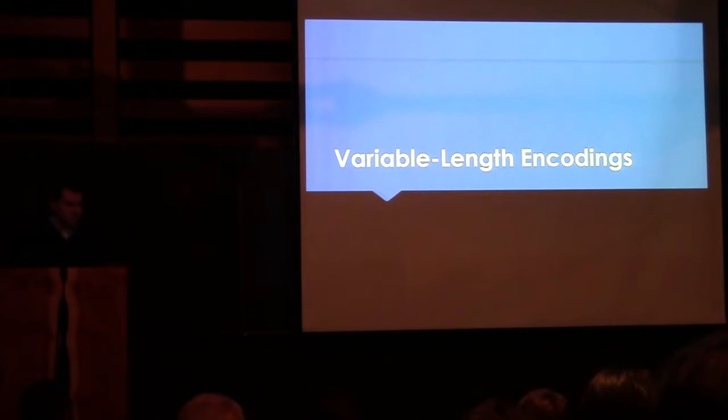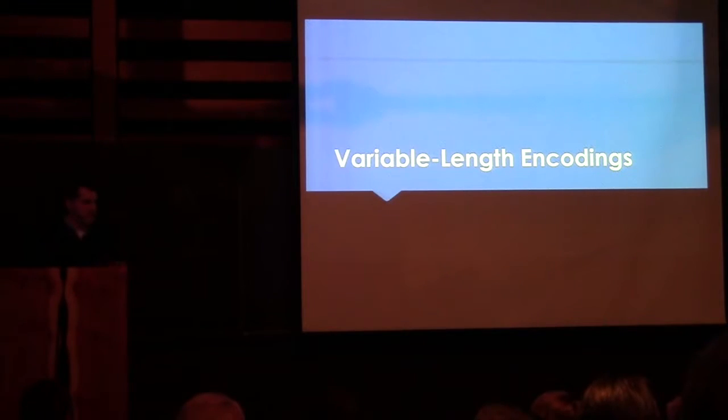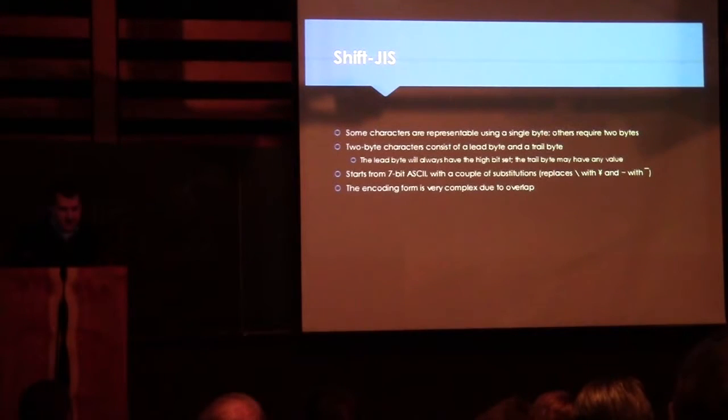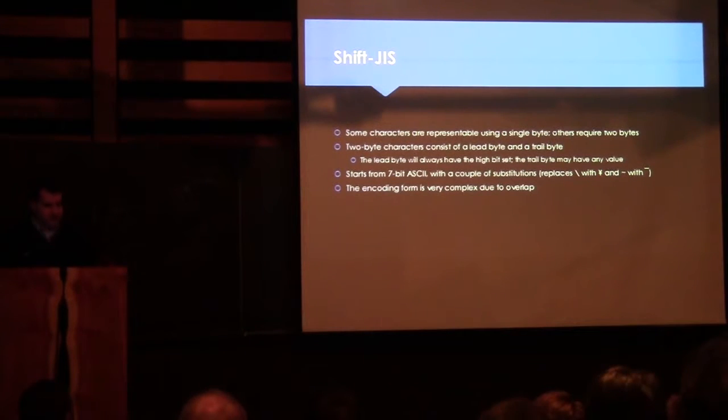So one solution to this is variable length encodings. These are also sometimes called multi-byte encodings, and when we use that term, we don't mean, for example, that an int may be 4 bytes, which you could say is a multi-byte object. When we say multi-byte character set in this context, we mean that we may have some code points that are represented with multiple bytes. An example of this is the Shift-JIS encoding. In this encoding, some characters are representable using a single byte. It's based largely on ASCII, so if you have an ASCII string, it is represented using the same representation in this encoding.